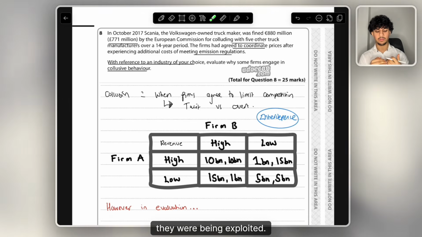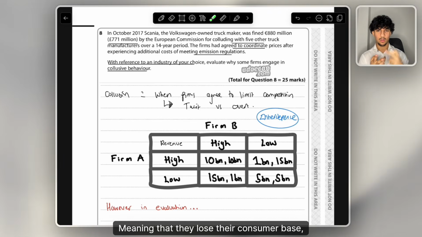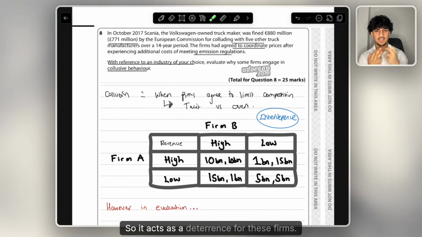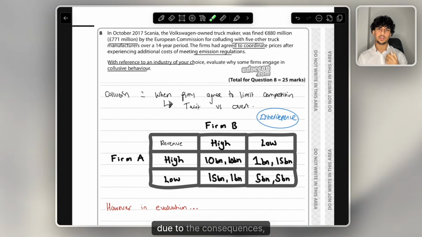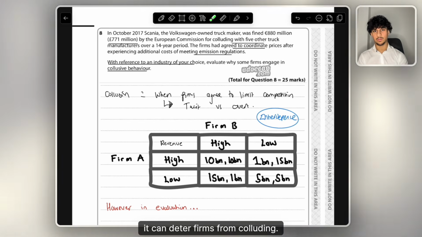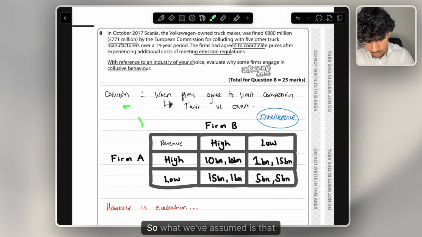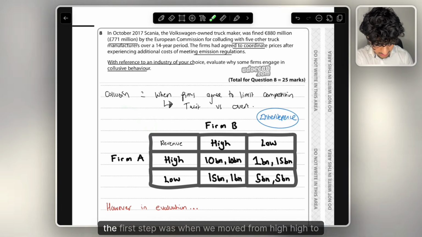they may receive a decrease in quantity demanded when consumers don't want to purchase from these firms anymore because they felt like they were being exploited, meaning that they lose their consumer base, lose demand, and again, lose things like market share. So it acts as a deterrence for these firms. So therefore, due to the consequences, it can deter firms from colluding. And also, let's try and be a bit more step by step and investigate this game theory matrix. So what we've assumed is that the first step was when we moved from high to high-low.